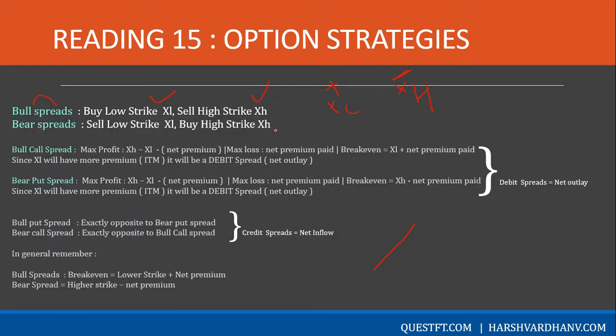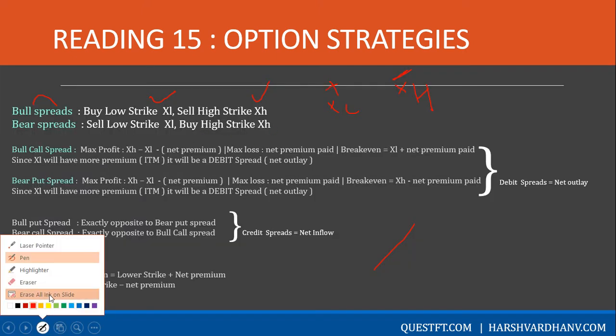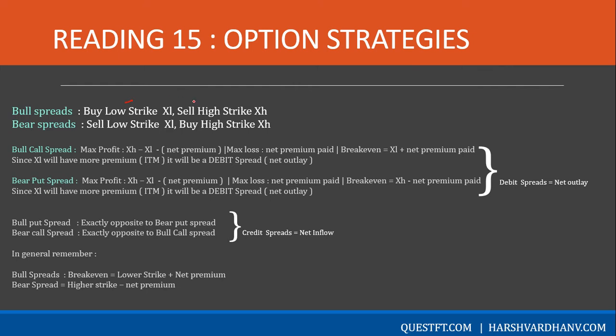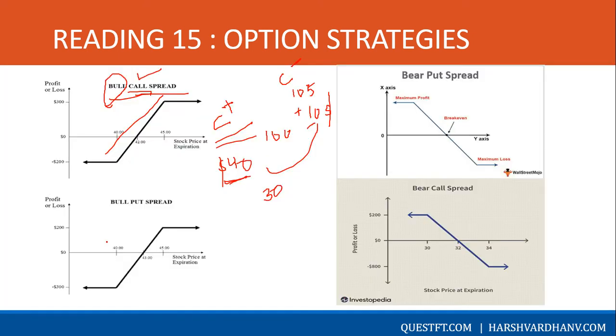So that's what the slide says over here: buy low, sell high. What will be the maximum profit in the bull call spread? Over here you have already sold the call, and here you have bought the call. So the maximum profit will be between these two, plus the cost of the position, that is the net premium. That is the maximum profit that you can get, because over here the stock will get called. So this is the maximum profit that you can get from a strike perspective.